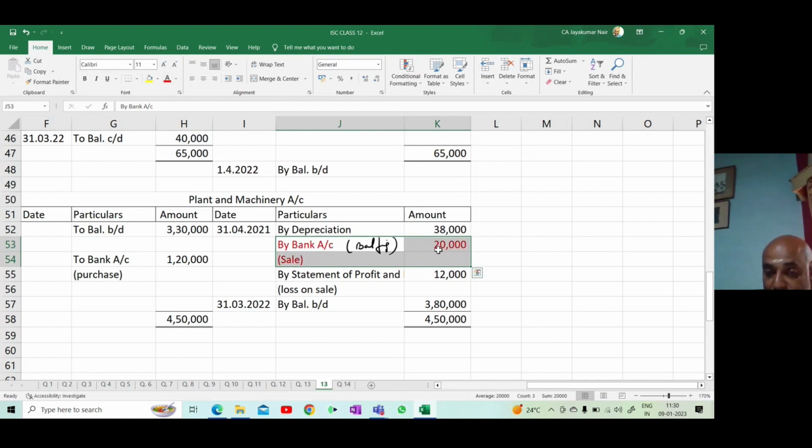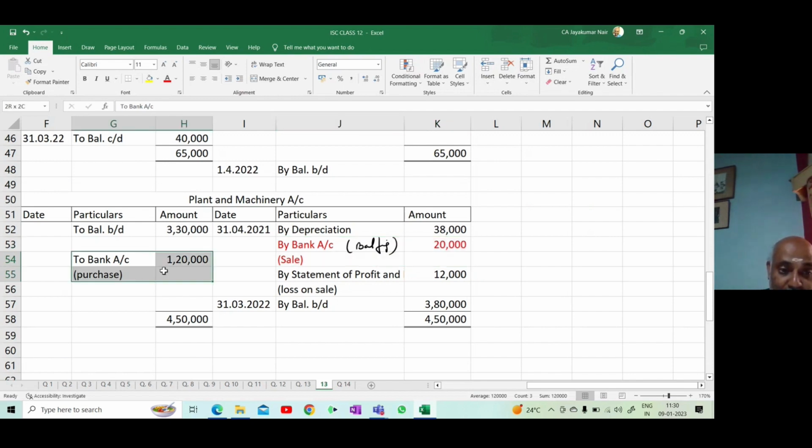So this will come under investing activity as an inflow. And this will come under investing activity as an outflow. This depreciation will be taken as a non-cash item under operating activity. And this loss on sale of plant also we have to take under operating activity because this is a non-operating loss.